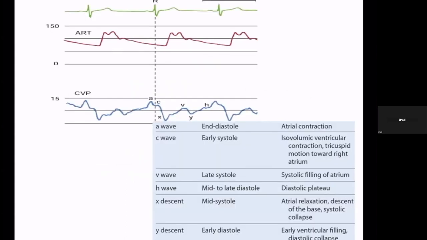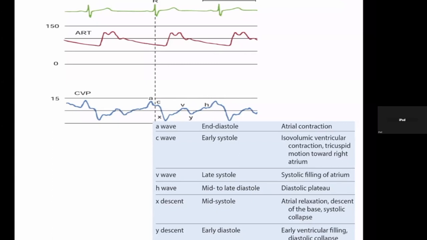Then coming to the normal central venous pressure tracing, which is coinciding with the ECG tracing. In CVP, we can see three peaks, A, C, and V, and two troughs, X and Y. The A wave comes right before the R wave of the ECG and denotes atrial contraction. Then comes the C wave, which happens during isovolumetric ventricular contraction, which causes the tricuspid valve to be pulled upward into the right atrium. Then comes the X descent, which is because of ventricular ejection, which causes the tricuspid valve to be pushed into the right ventricle. This is called the systolic collapse of central venous pressure.